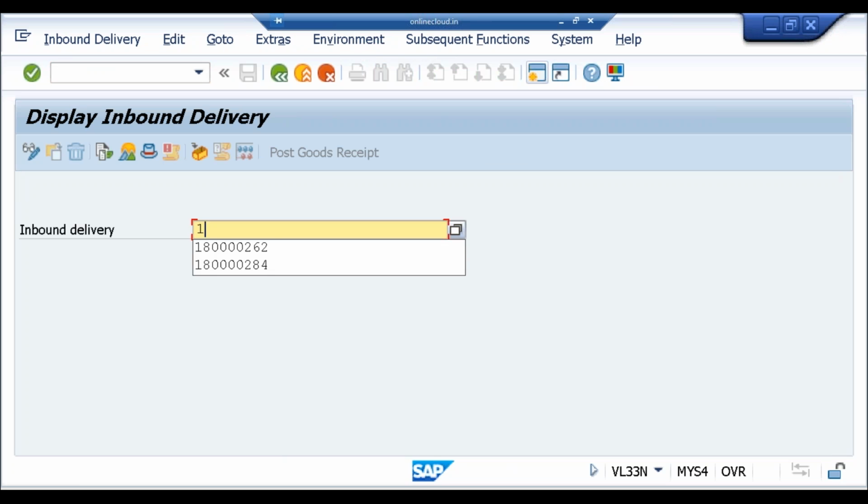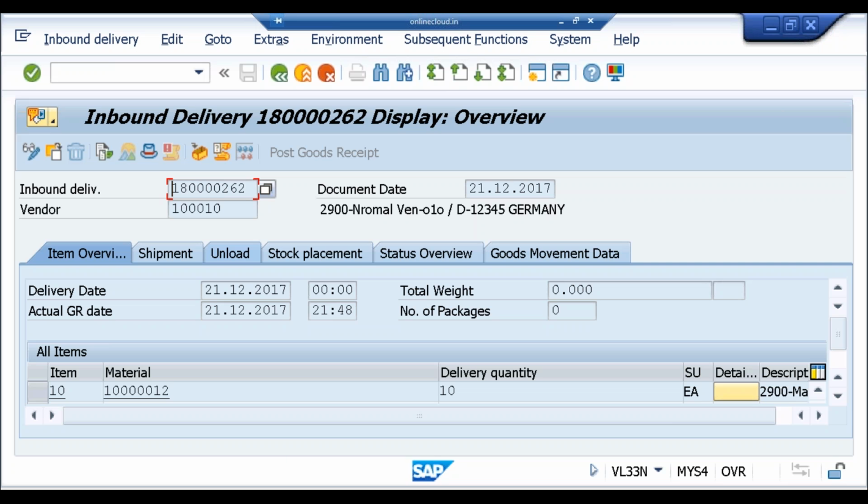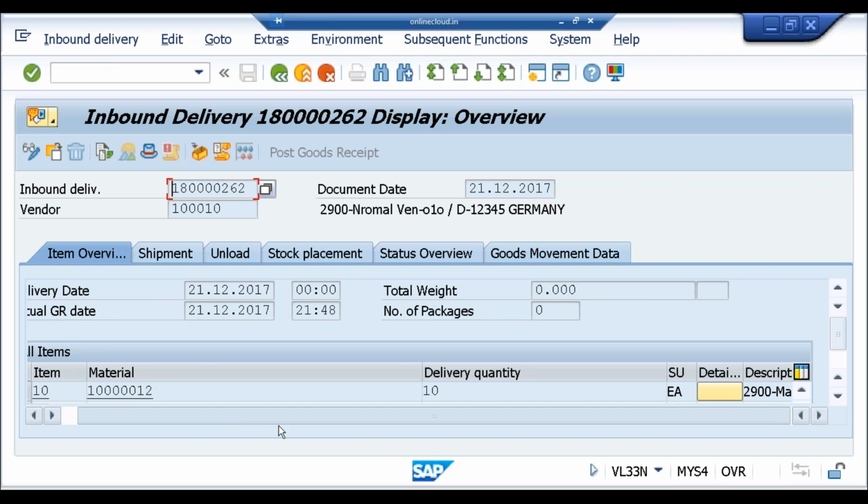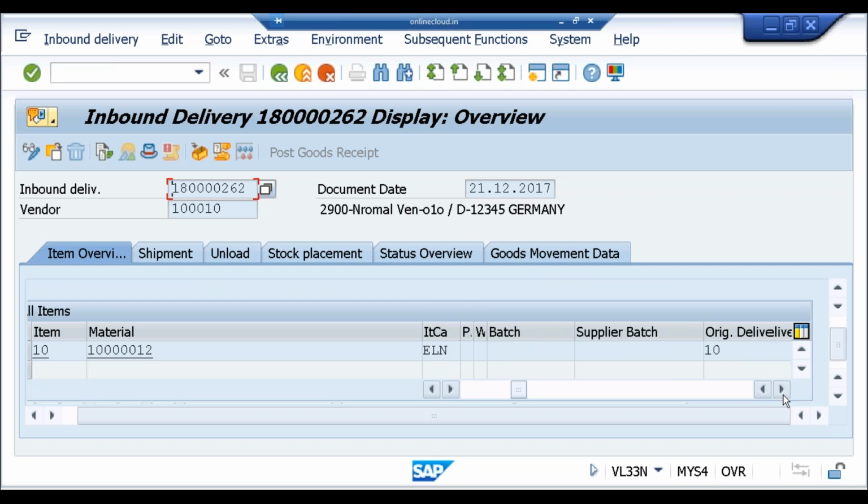VL33N for the inbound delivery. Okay, this is the inbound delivery which is created at the ERP level. Okay, this inbound delivery is created through the purchase order. So the flow is like this: this is the purchase order, and this is the inbound delivery which is flown to the Extended Warehouse. I'll open the purchase order also so that you'll have a clear idea.